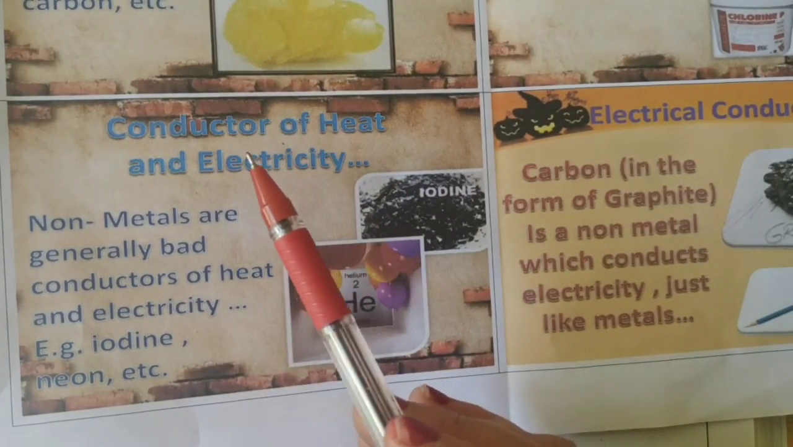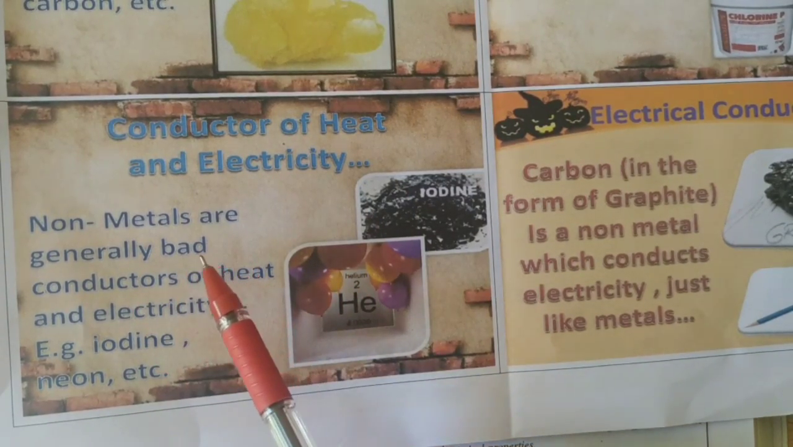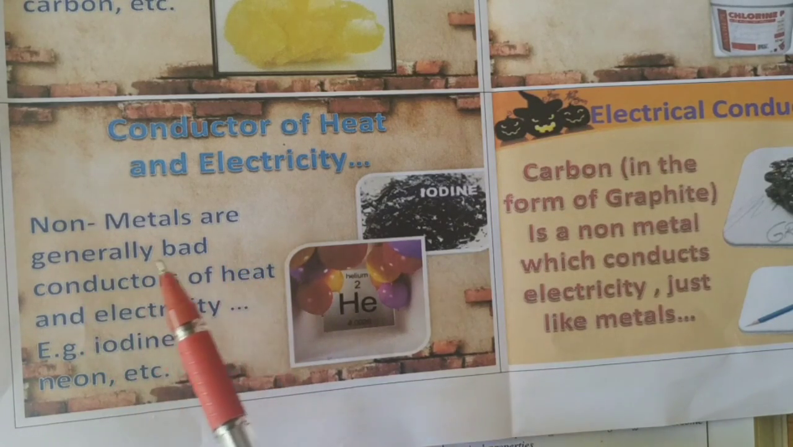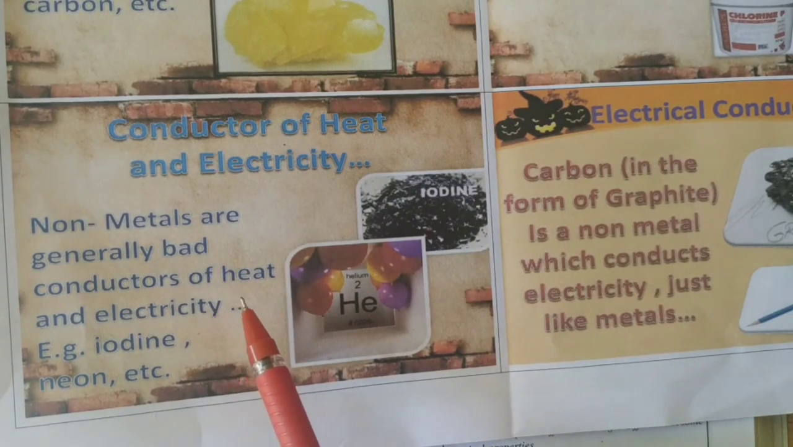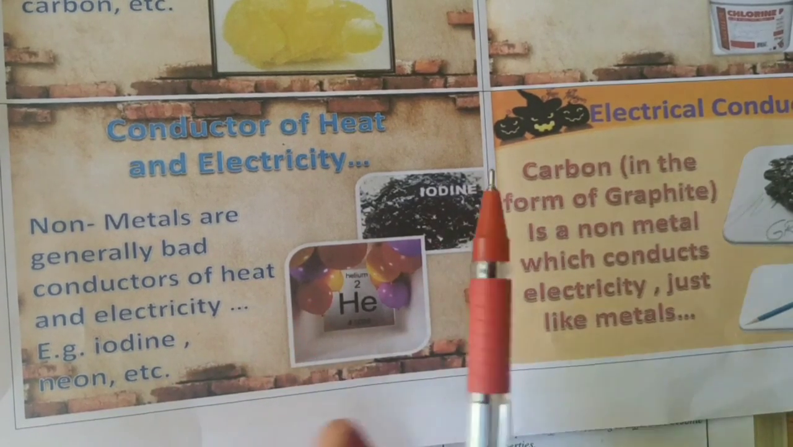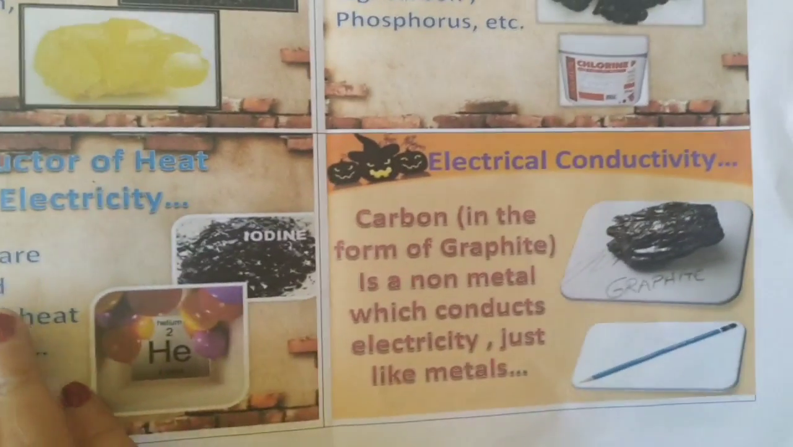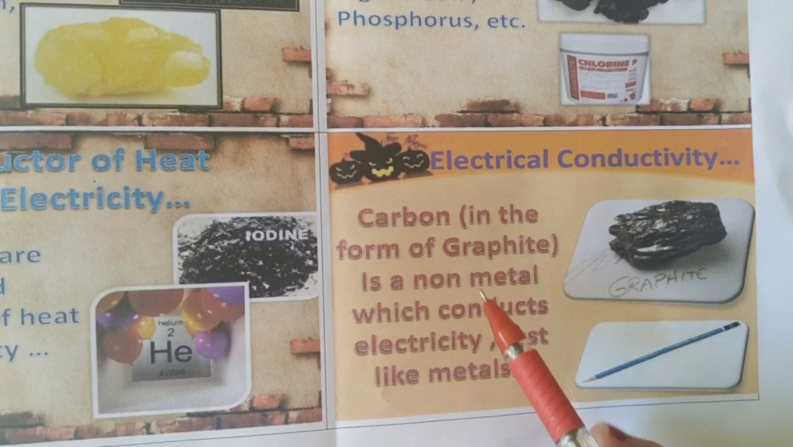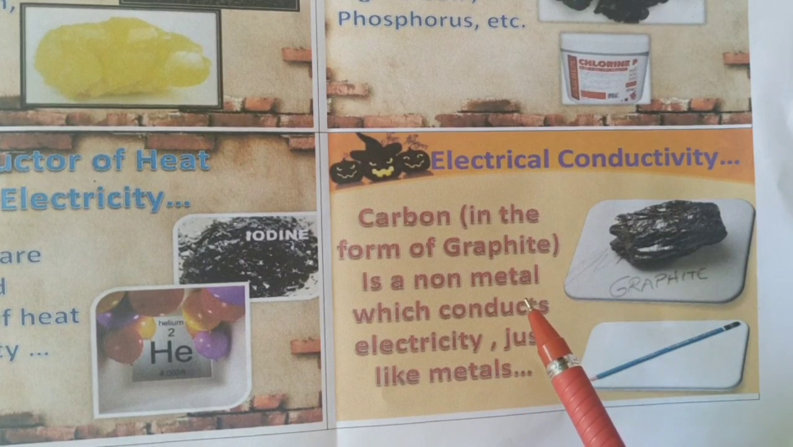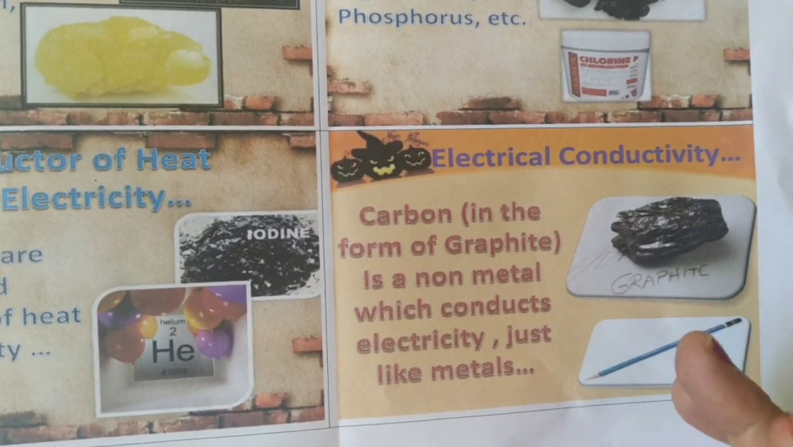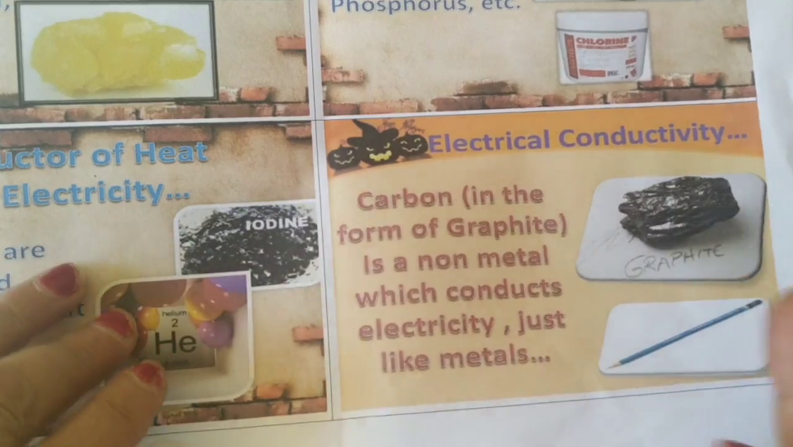Conductor of heat and electricity. Nonmetals are generally bad conductors of heat and electricity. Iodine, neon are the examples. But carbon in the form of graphite, which is a nonmetal, conducts electricity just like metals.